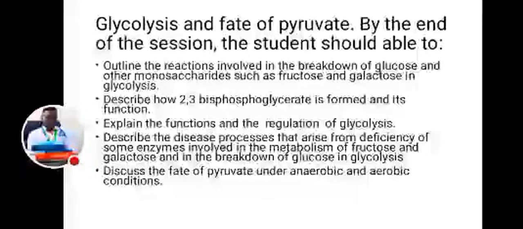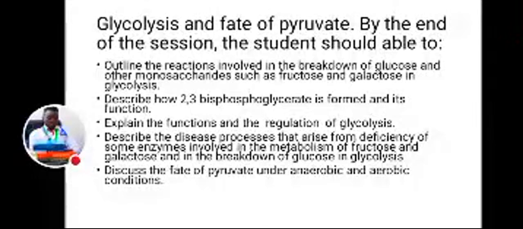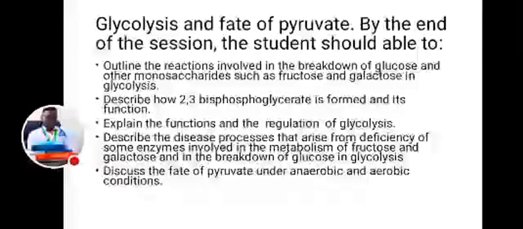Four, you should be able to describe the disease processes that arise from the deficiency of some enzymes involved in the metabolism of fructose and galactose and in the breaking down of glucose in glycolysis. Then the last objective, you should be able to discuss the effect of pyruvate under anaerobic and aerobic conditions.